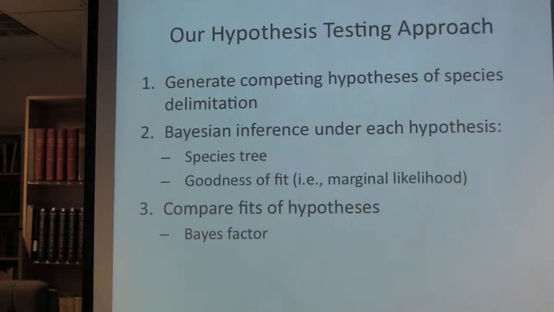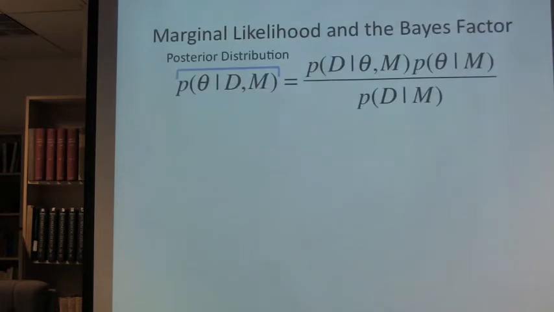So what is the marginal likelihood measuring, and what is the Bayes factor telling us? Here we can see that Bayes' theorem provides a framework within which we can estimate parameters theta given existing knowledge of a data set D and a model of evolution M. So this is the posterior distribution. In this equation, in the denominator here, we can see a value representing the probability of the data set D given the model of evolution M. In other words, this is the marginal likelihood of the model M.